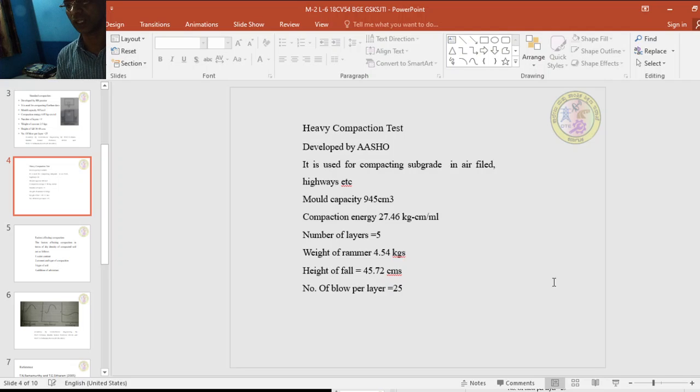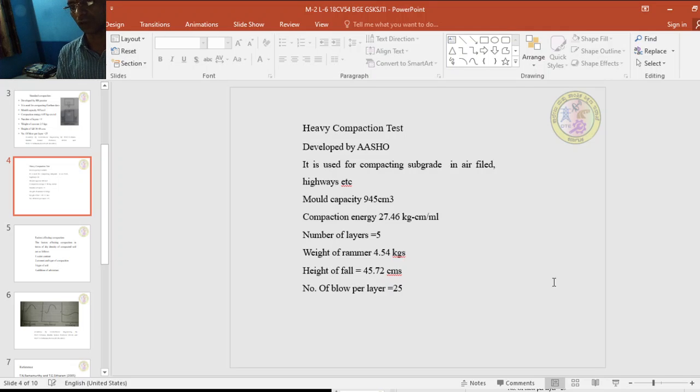Add an incremental percentage of water for succeeding trials. For example, for the second trial add 4%, and for the third trial another 4%. For light compaction, 3000 grams of soil with 4% means 120 ml of water to add for the second trial. That means 8 plus 4, cumulatively 12% water added. In the case of heavy compaction it is 5 kg, 5000 into 4%, so 200 ml of water we have to add.